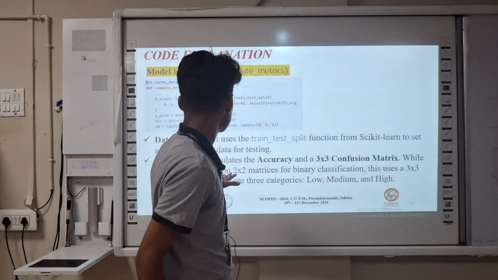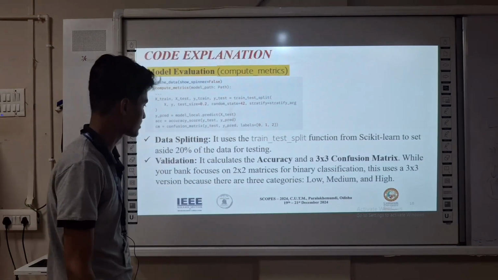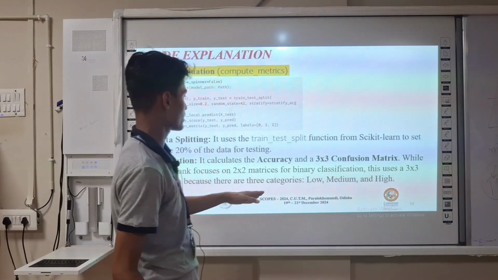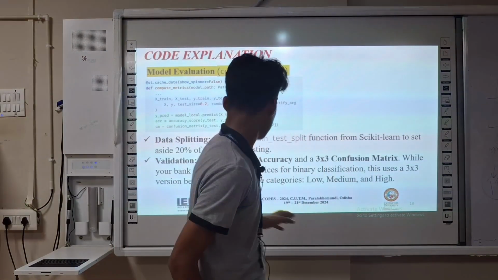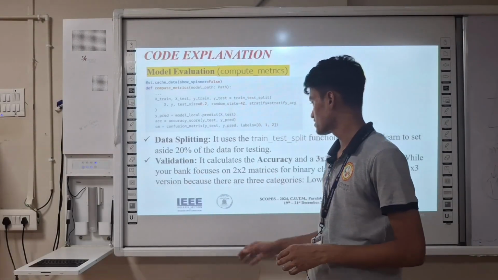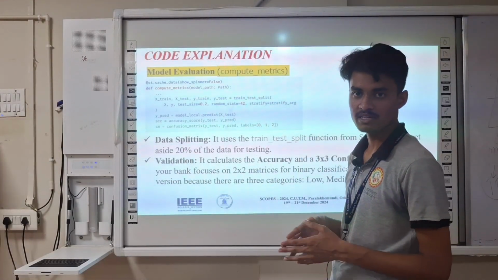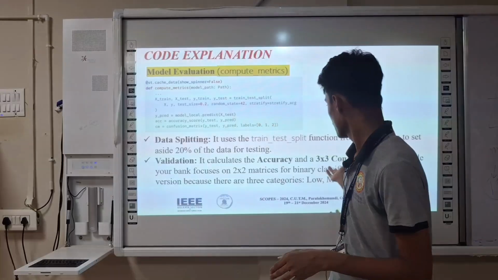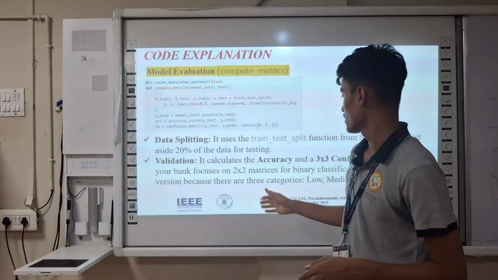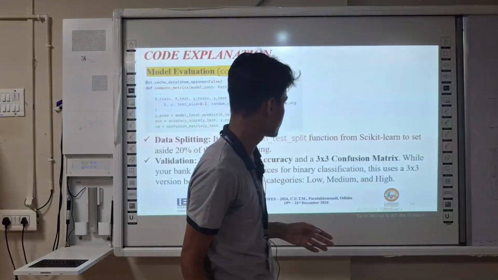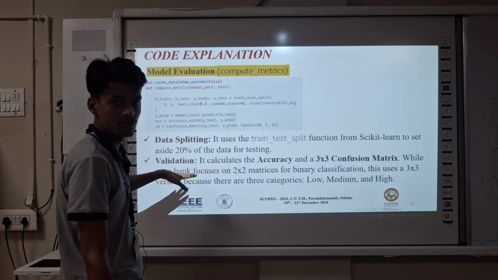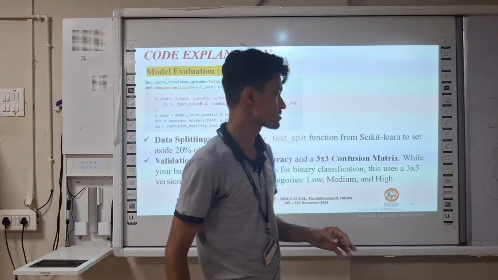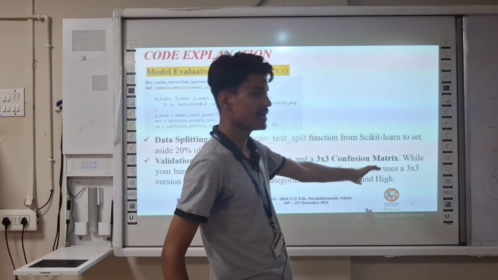While your bank focuses on 2 by 2 matrices for binary classification, this uses a 3 by 3 version because we have 3 categories. For the validation of our system we use 3 by 3 confusion matrices, and when we run our system it will display the 3 by 3 matrices on the display. Our bank focuses on 2 by 2 matrices, but we are using 3 by 3 because we have 3 categories: low, medium and high.